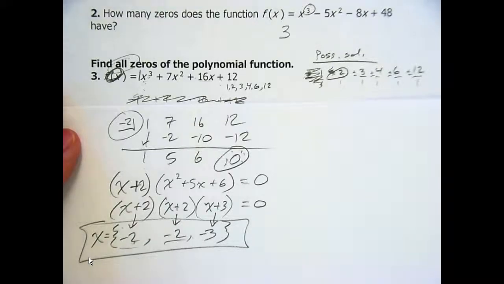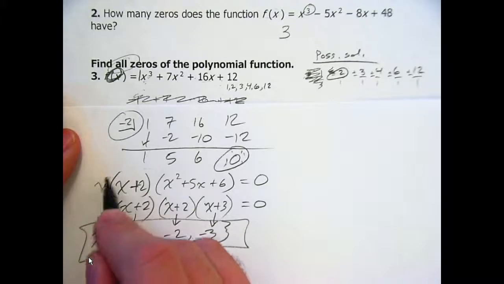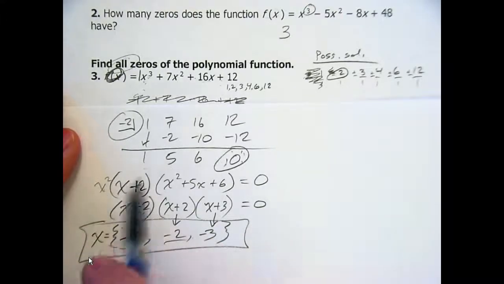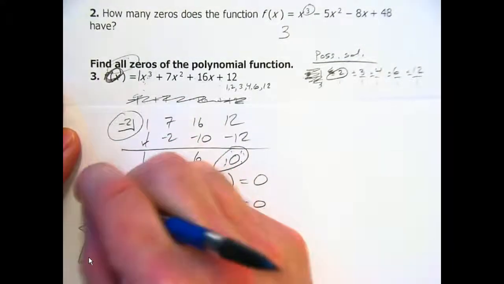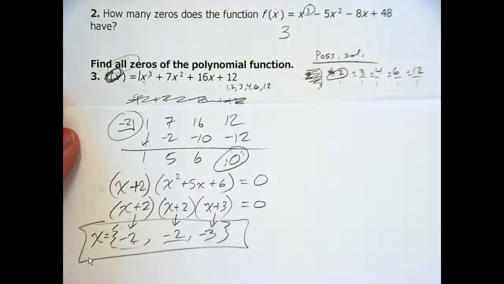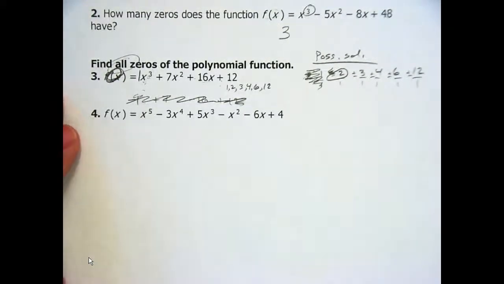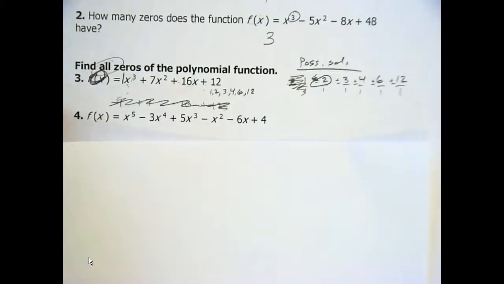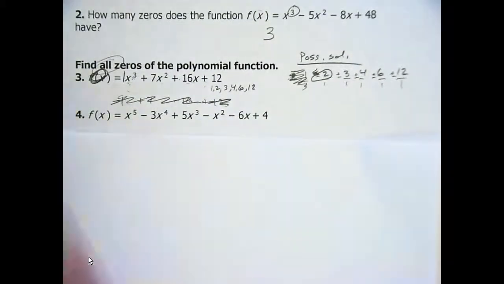Yeah, so if there was an x squared out here, that would mean there was 0, 0 out there. But there's not. All right, number 4. There we go. That's Allison and Colt's work.